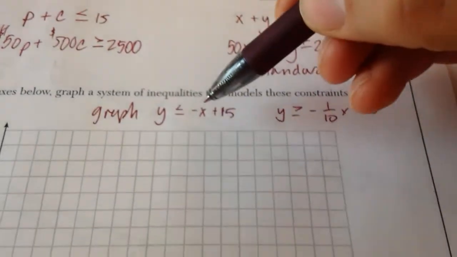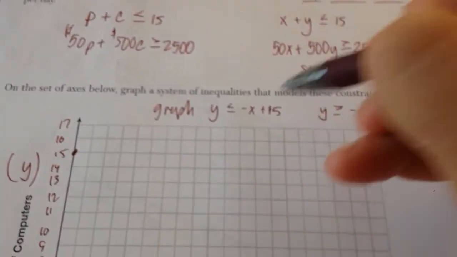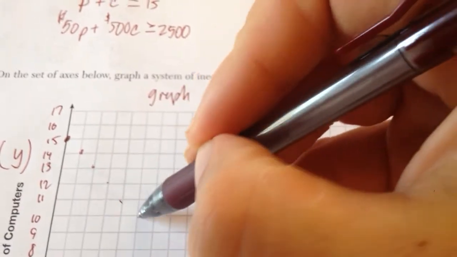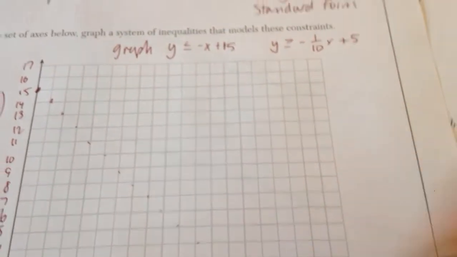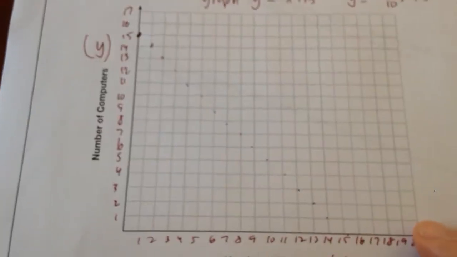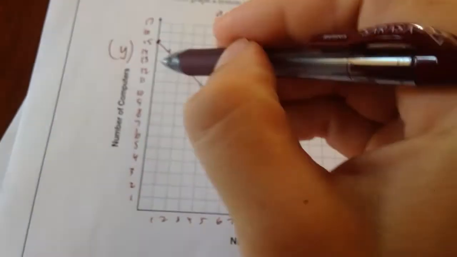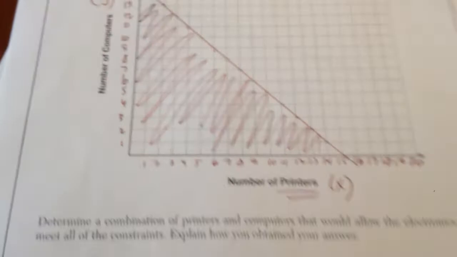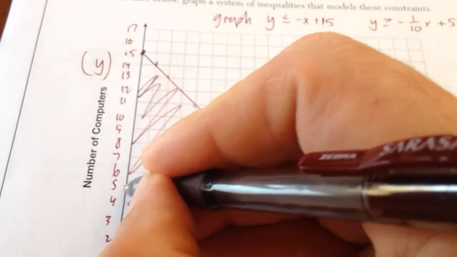So now I want to graph negative x plus 15. So I start at 15. My slope is negative 1, so I'm going down 1 over 1, down 1 over 1, all the way until I get to my x-axis. Now it says less than or equal to, so what I'm going to do is shade this region below.